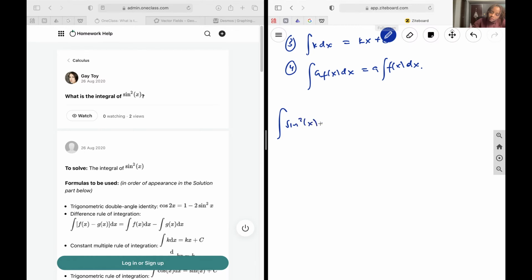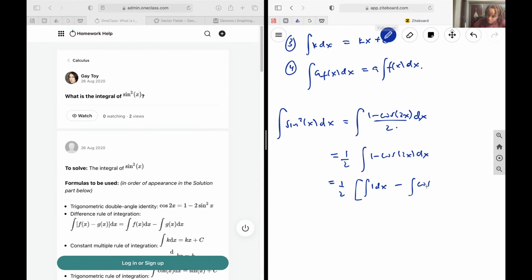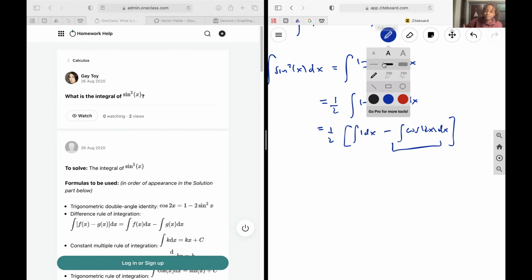Okay, so we found that sine squared x is equal to 1 minus cos 2x all over 2. We're going to pull out that 1 over 2, so we have the integral of 1 minus cos 2x dx, and then we're going to separate this as we did before. This one is quite straightforward. This one isn't as straightforward. We're going to use substitution.